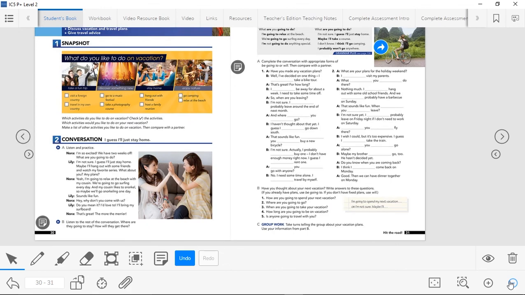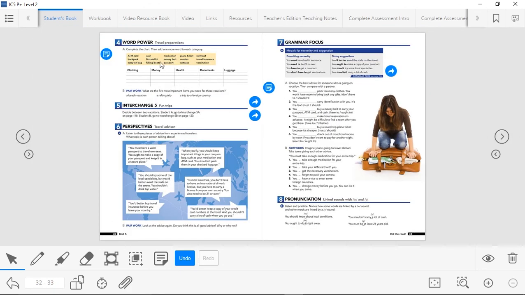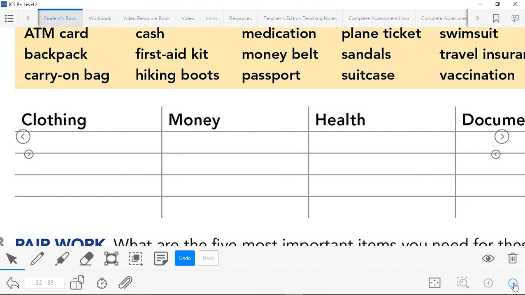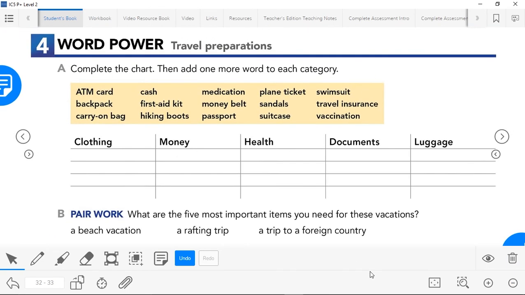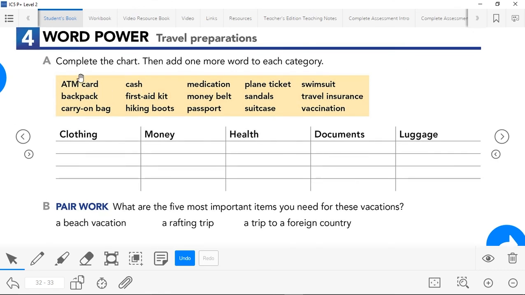Very, very good. Okay, now let's continue with the last thing for today, that is a word power, okay? It's about travel preparations. You're going to complete the chart, and if you want, add one more word to each category. So you have these different words: ATM card, backpack, carry-on bag, etc. Okay, so you're going to put them in the correct columns: clothing, money, health, documents, luggage. Okay, so take your time to complete it, and when you finish, we're going to check. Okay, you finished. Let's check.